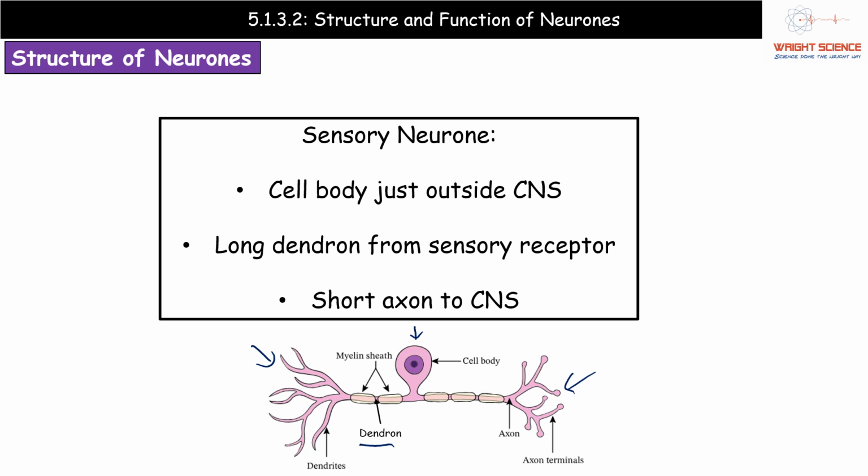So what we actually find is the cell body itself is located just outside the central nervous system. They do have this long dendron from the sensory receptors. So what we'd have over here are our little receptors. They would then transmit that action potential through the dendron itself. And then we have the short axon to the central nervous system. So our cell body is located just outside the CNS, and then the short axon to the central nervous system.